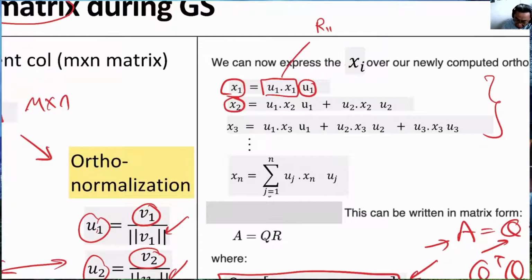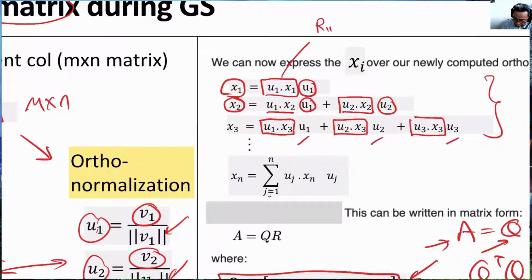What about forming x2? x2 is formed by using U2, U1 dot x2, U2 dot x2. We can then continue this process to find all these constants multiplying the associated U1, U2, and U3.